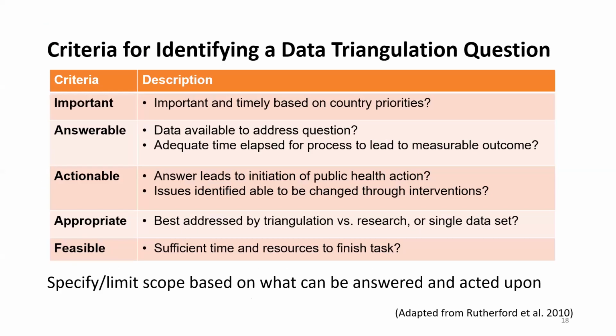So here we outline some criteria for identifying a data triangulation question. The criteria are here. It should be important. Is it important based on the priorities of the country or the local area? Is the question answerable? Is there data available to address the question? Is it actionable? Do the answers lead to initiation of public health action? Could issues identified be changed through existing interventions or new interventions?